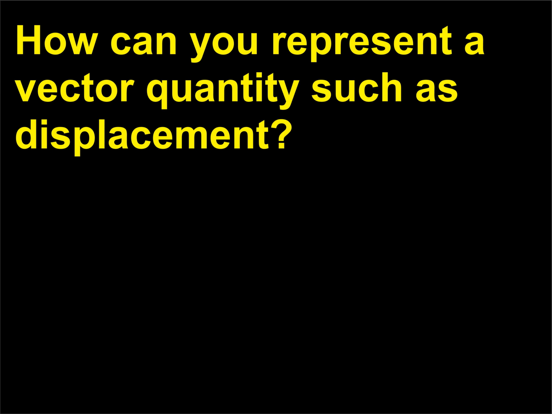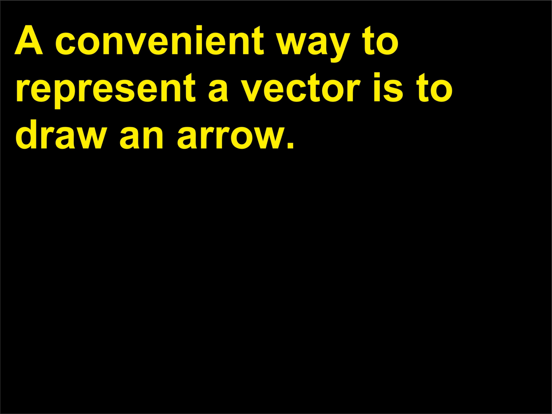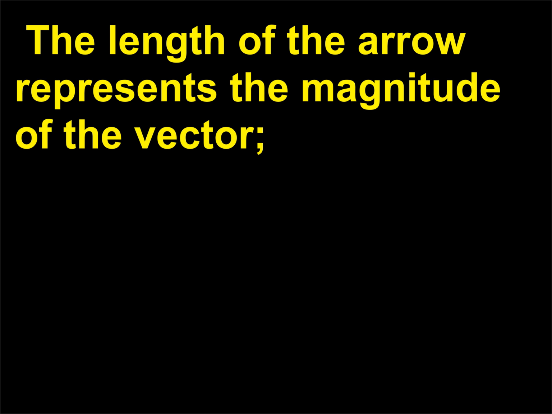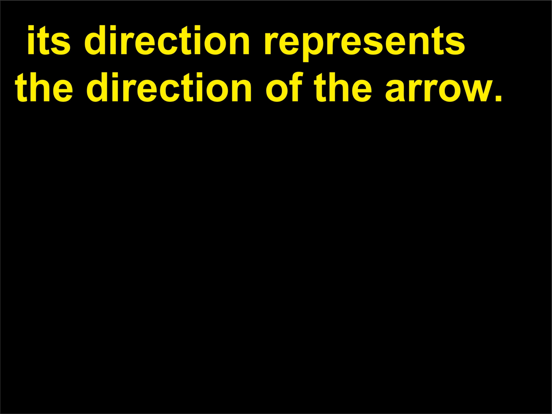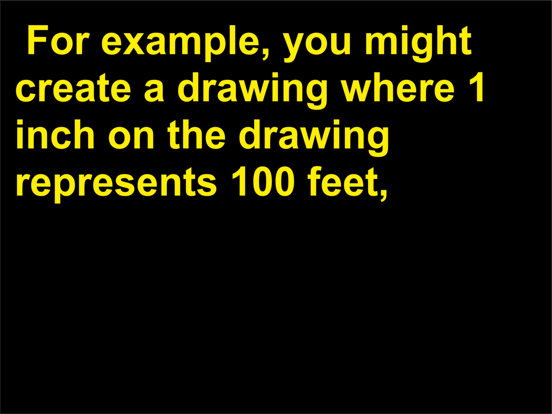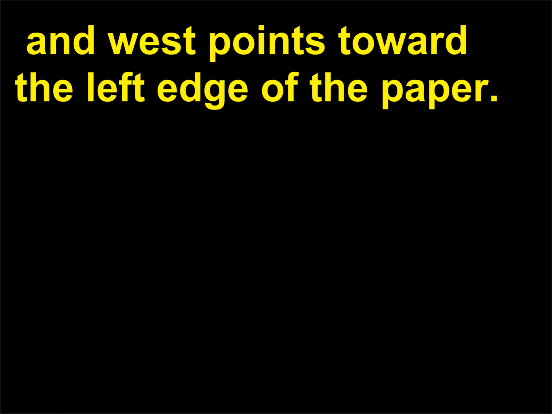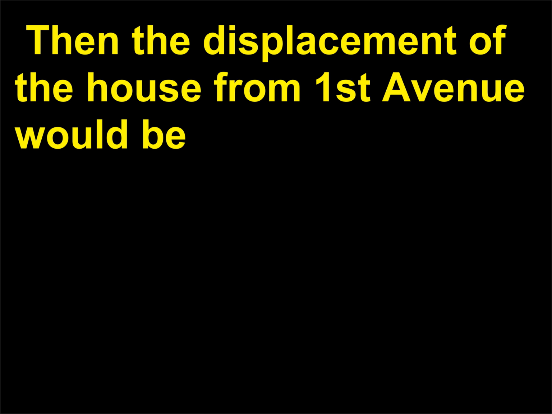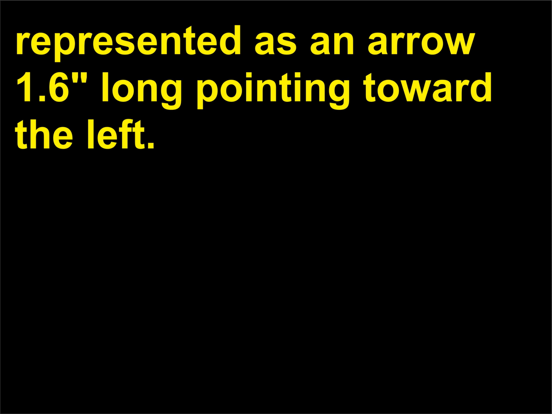How can you represent a vector quantity such as displacement? A convenient way to represent a vector is to draw an arrow. The length of the arrow represents the magnitude of the vector. Its direction represents the direction of the vector. For example, you might create a drawing where 1 inch on the drawing represents 100 feet, and west points toward the left edge of the paper. Then the displacement of the house from First Avenue would be represented as an arrow 1.6 inches long pointing toward the left.